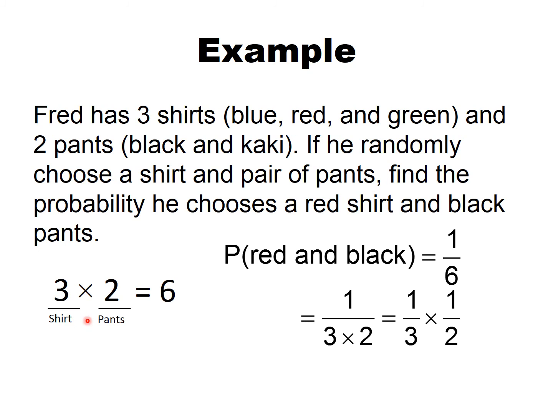The 6 was calculated by taking 3 times 2, and by multiplication of fractions I can break this up as 1/3 times 1/2. What's significant about that is that 1/3 is the probability of getting a red shirt, because there was 1 red shirt out of 3 possibilities, and 1/2 was the probability of getting black pants, because there's 2 pairs of pants and one of them is black. So what I've got here in the end is a probability of one thing happening and a second thing happening, and we can calculate that by taking the probability of the first thing times the probability of the second thing.